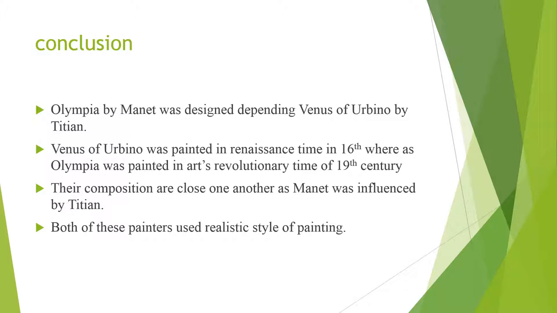So as a conclusion, Manet's Olympia was designed depending on Urbino, as we have seen in the history that this work of Olympia by Manet was an improved work, a modern work that was inspired by Urbino. We have seen that these two paintings, one was painted in the Renaissance, between the 14th and 16th century, and the other in the 19th century, which symbolizes that this was modern. Their compositions are close to one another. We have seen them using realism and some styles like naturalism in both cases.